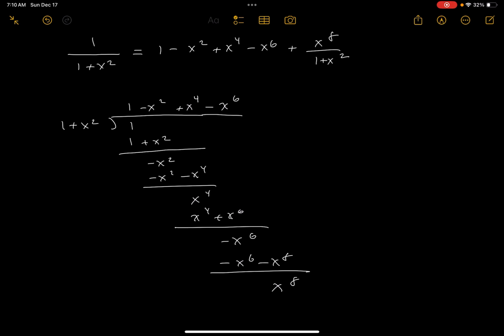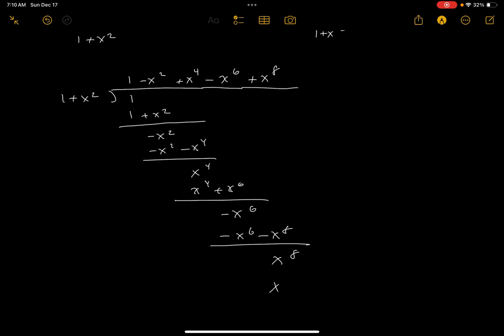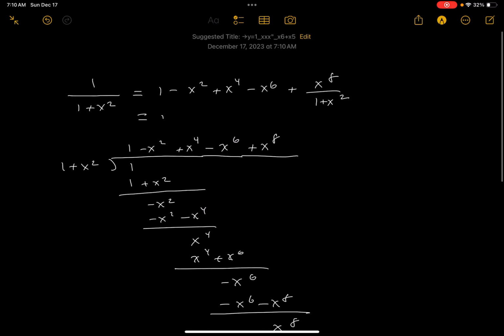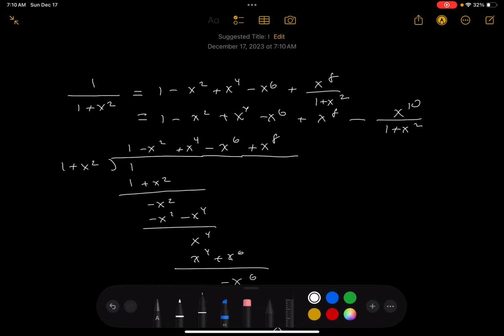Okay? Now, if I kept going, I'll do the next one. It's going to be plus x to the 8th. What do you get there? You get x to the 8th plus x to the 10th, subtracted, minus x to the 10th. So you could also write down 1 minus x squared plus x to the 4th minus x to the 6th plus x to the 8th minus x to the 10th over 1 plus x squared. All right, let me get my eraser out. I'm kind of done with the division. I'm going to get rid of this over here. Let me get a bigger eraser.